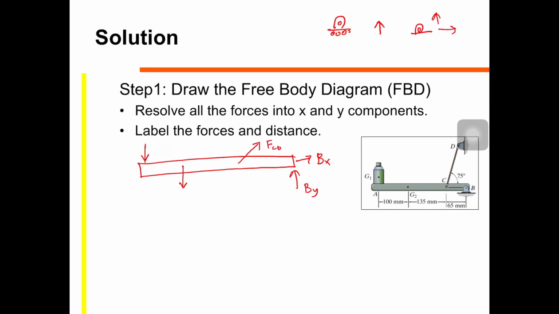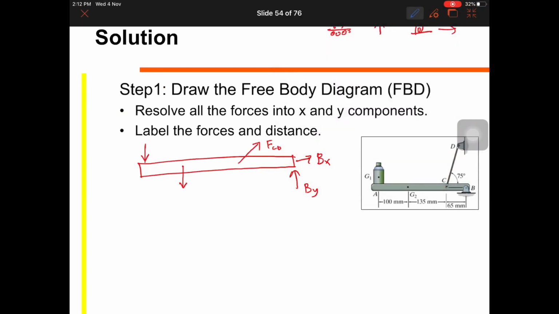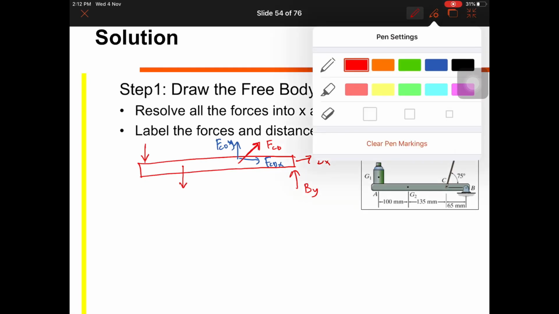If not, I'm telling you, you will have two forces. If we don't consider it a two-force member, you have FCDX and FCDY. So you have four unknowns: FCDY, FCDX, BX and BY. So you cannot solve. You can only have a maximum of 3 unknowns. So when we use a two-force member, we can use this type of force directly.